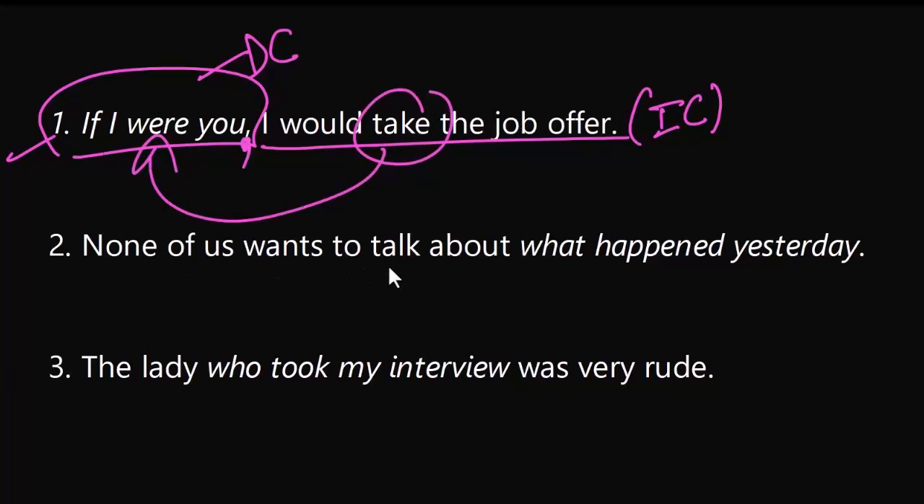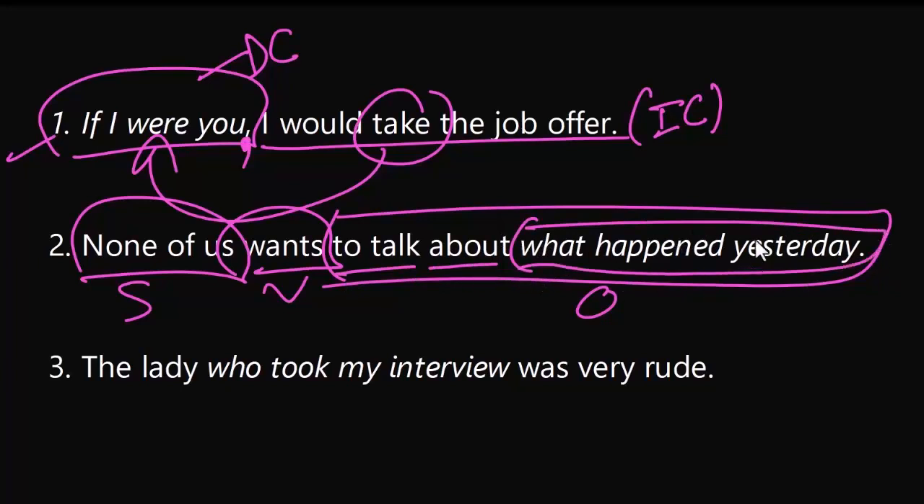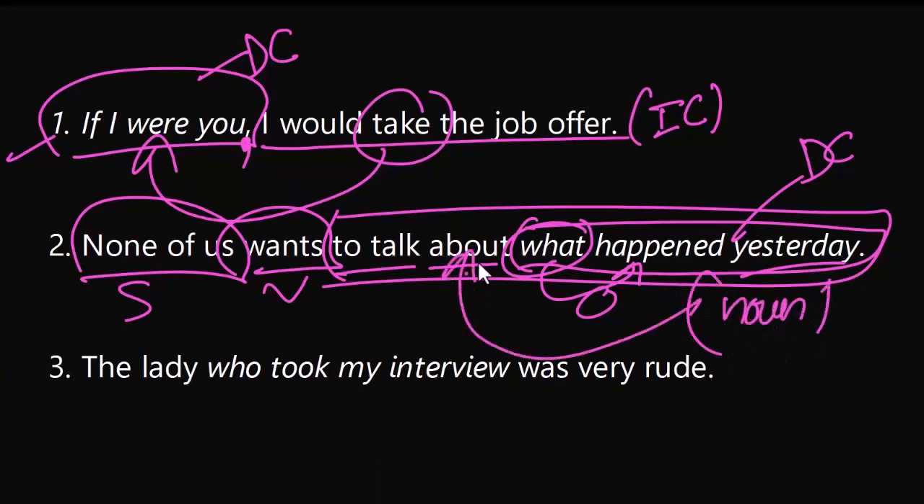None of us wants to talk about what happened yesterday. None of us, subject, wants, verb. Wants what? To talk about what happened yesterday. This is the object. So subject, verb, object. Within this object, which is basically an infinitive phrase, to talk about, preposition, about what? About this, which is a dependent clause, right? About what happened yesterday. So this is my subordinating conjunction working as the subject, happened is the verb, yesterday is just an adverb modifier, and this is working as a noun, the object of the preposition about.